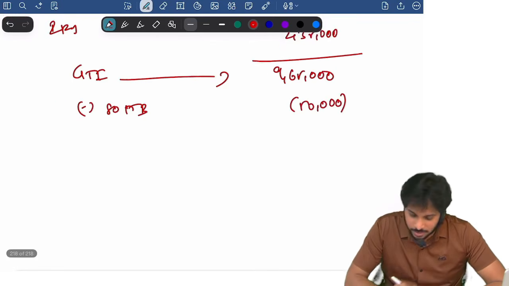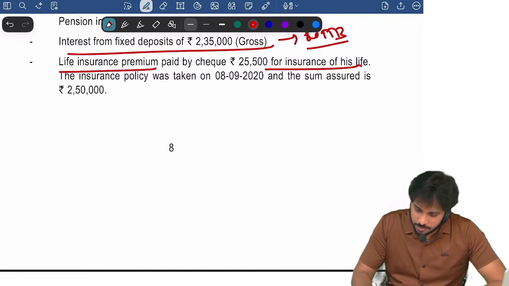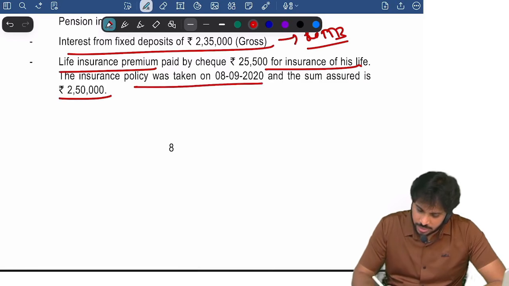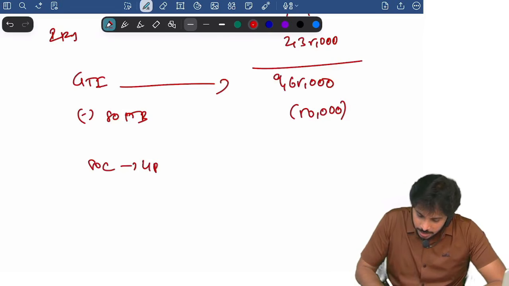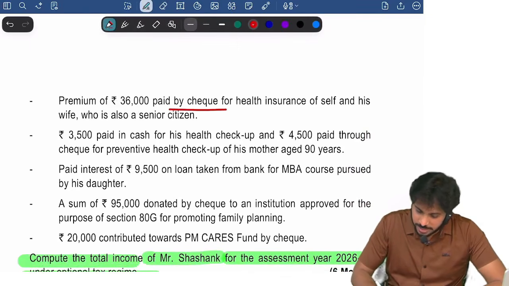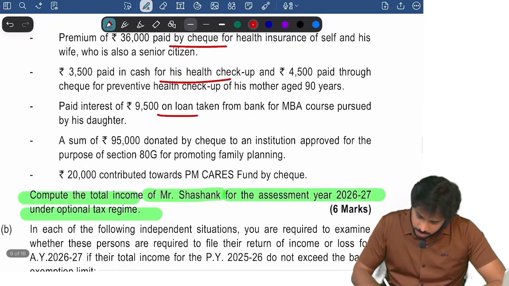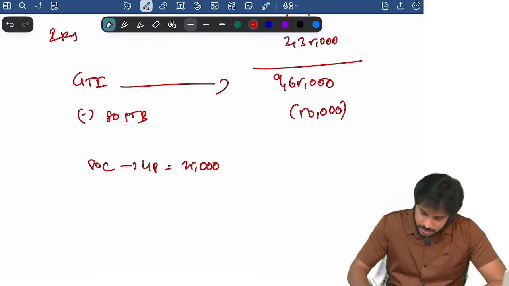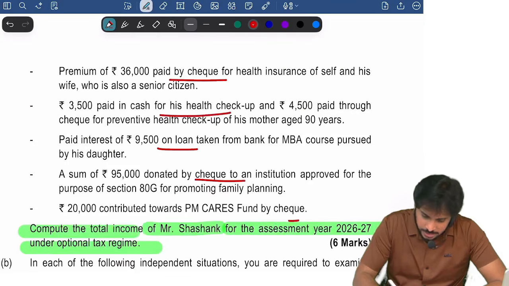Okay, 50,000. Then look at the premiums paid. Life insurance premium for his life 25,500. Policy was taken in 2020, sum assured 2,50,000, so 10% maximum, which is 25,000. 80C life insurance premium 25,000, I will list in the inner column. Then premium 36,000 paid by cheque. This is preventive health checkup. This is 80G, donated by cheque. Okay, fine, I think 80C is closed. So how much is that? 25,000. Now 80D point is there.